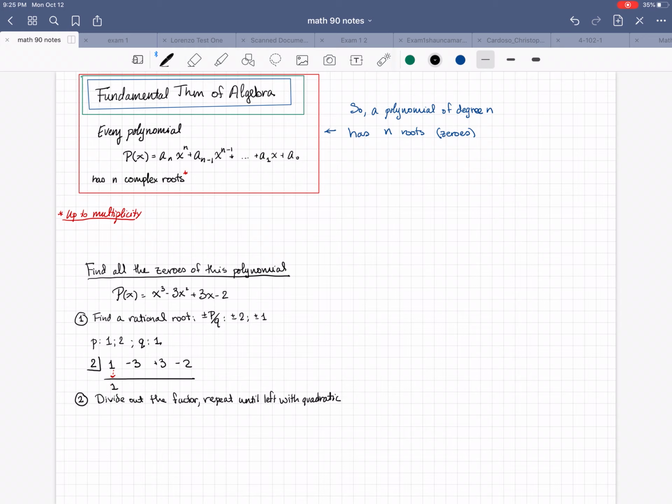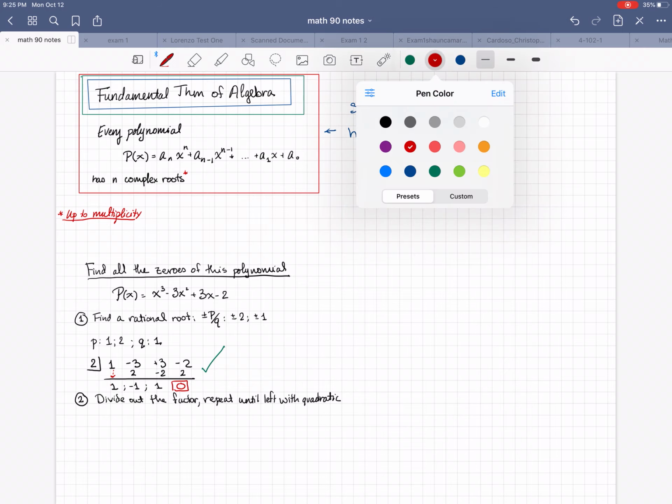So 1 times 2 is 2. -3 plus 2 is -1. -1 times 2 is -2. 3 plus -2 is +1. 1 times 2 is 2. And sure enough, those add to 0, which tells us that 2 is a root of our polynomial. In other words, x minus 2 is a factor.